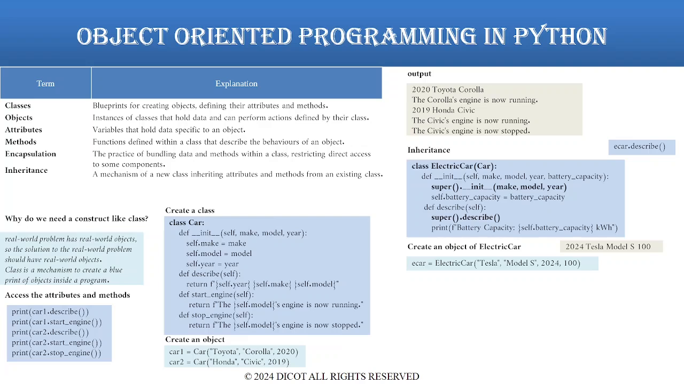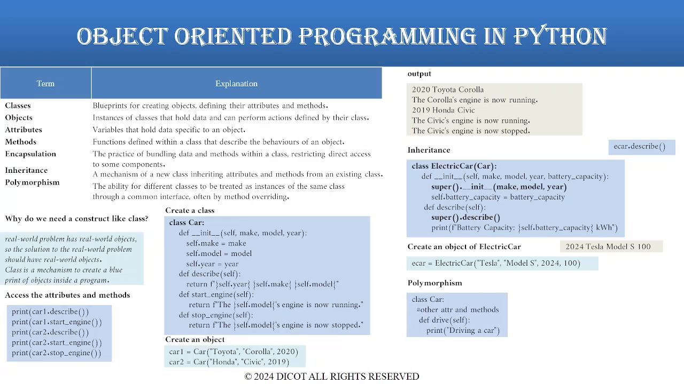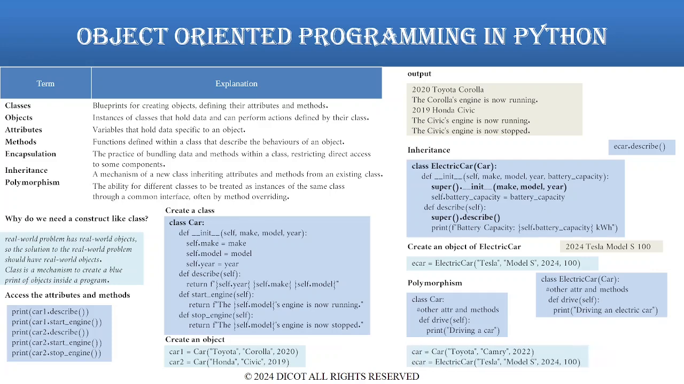Next, let's discuss polymorphism. Polymorphism is the ability for different classes to be treated as instances of the same class through a common interface, often by method overriding. Now, let's assume in the Car class there is one more method called drive. The class ElectricCar inherits the class Car and overrides the method drive. Now, let's create objects of both types of class. car = Car("Toyota", "Camry", 2022). ecar = ElectricCar("Tesla", "Model S", 2024, 100).